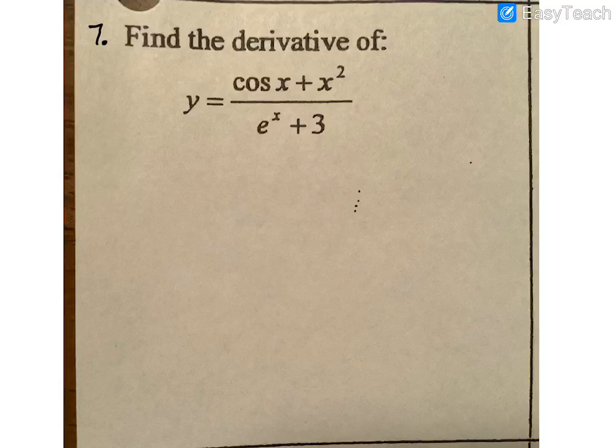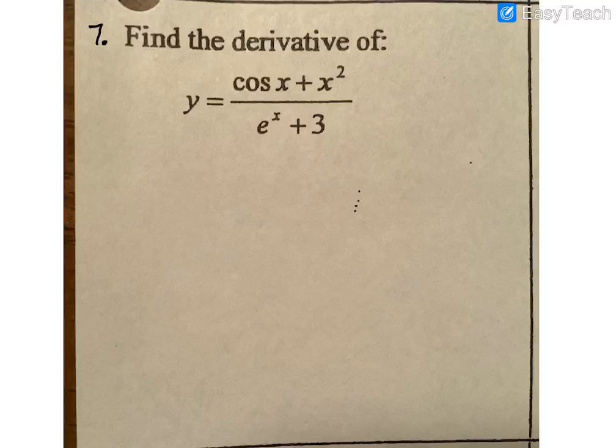And problem number 7 asks us to find the derivative. You will notice it is the derivative of a fraction. And so when we find the derivative of a fraction, we have to use the quotient rule. So if you remember the quotient rule, hopefully you're thinking about this right now: the derivative of the numerator times the denominator, minus derivative of the denominator times the numerator, all over the denominator squared.